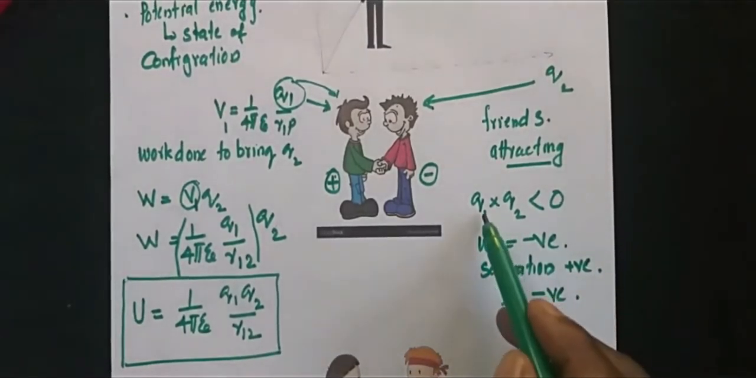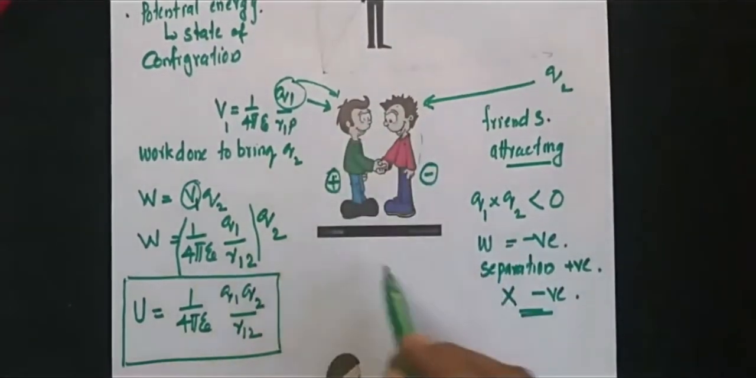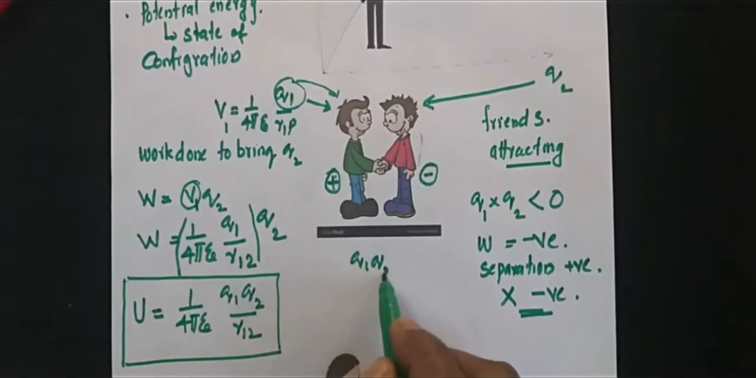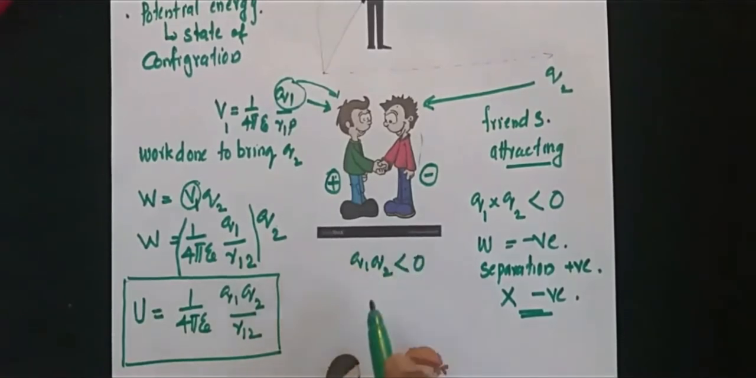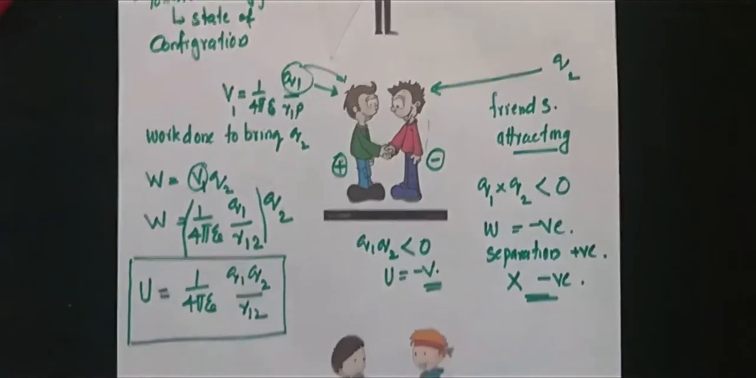So once again I am writing the product of two charges, Q1 into Q2 less than 0. So work is negative. So definitely the potential energy U will also be negative.